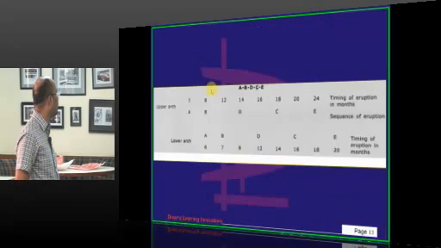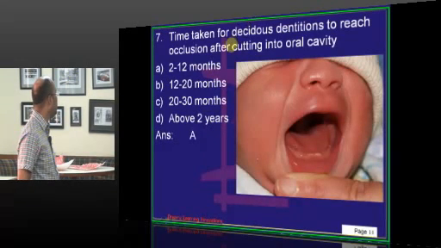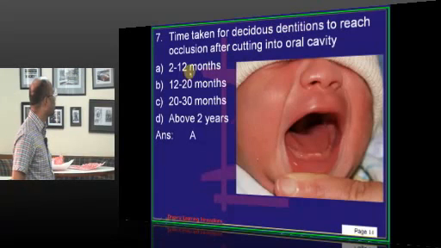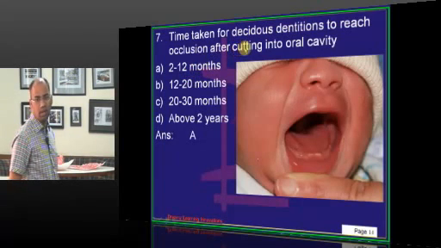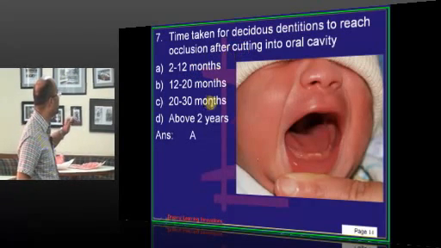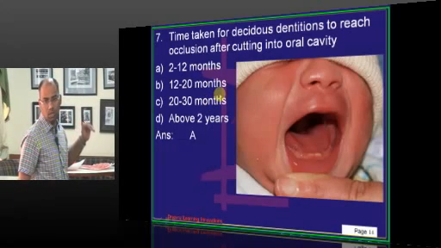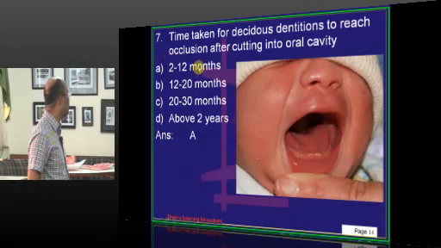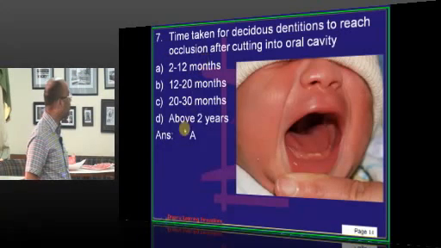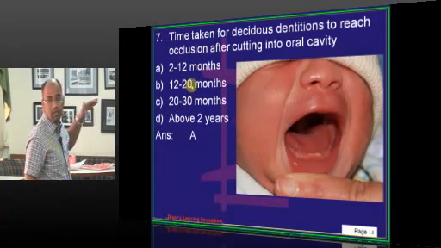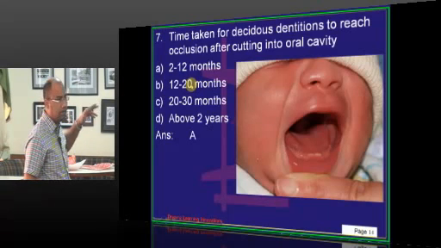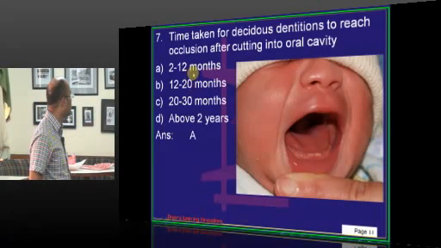ABDCE. Okay, the similar pattern, ABDCE. And the time taken for the deciduous dentition to reach occlusion after erupting in the oral cavity, like how much time does it take to reach the occlusal level? It is 2 to 12 months, isn't it? By 30 months all the teeth are erupted. So the time it takes to reach the occlusal level is 2 to 12 months.